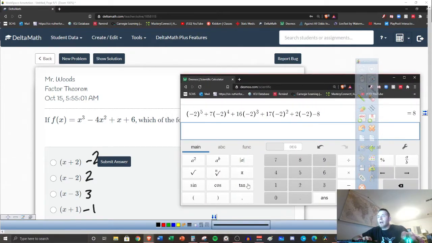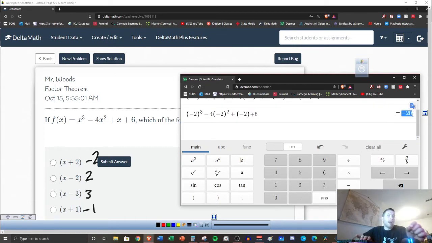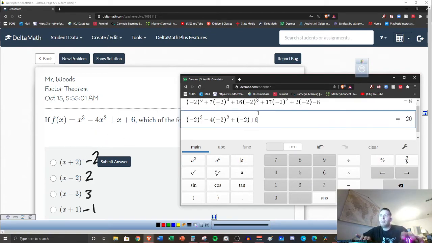We'll do x cubed. Well, we're going to do -2 to start. -2 to the 3rd minus 4 times -2 to the 2nd plus -2 plus 6. Enter. So we got negative 20. So right off the bat, we're getting one, as long as I typed it in correct, which I don't think I messed up. Right off the bat, we're getting it correct.